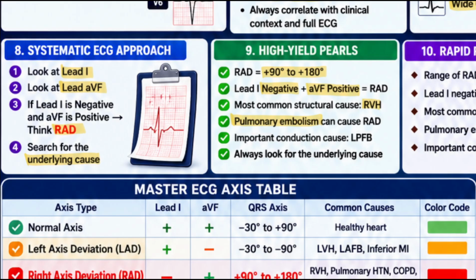So congratulations, you now know all four cardiac axis patterns: normal axis, left axis deviation, right axis deviation, and extreme axis deviation. In day 14, we will begin systematic ECG interpretation, learning the exact 10 step approach used by cardiologists to read every ECG confidently.